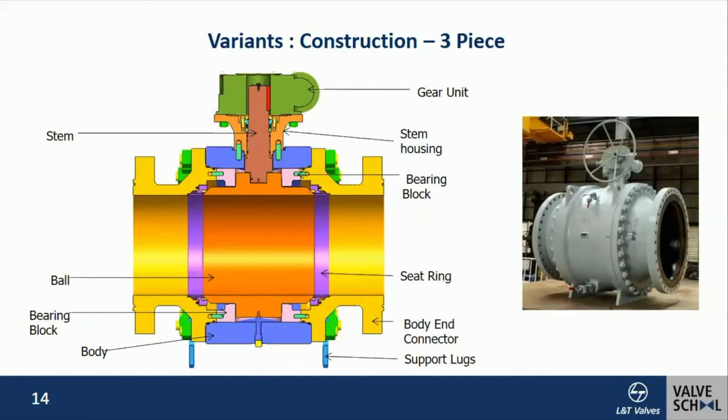Typically, the internal construction being similar, the body, in place of two pieces, will be in three pieces. And this particular design, with a cylindrical centerpiece and similar cylindrical pieces as the two end pieces, they call the connector. These are more amenable to forging. So this three-piece body design is more used with forged construction. The valves will also come with support lugs wherever required on the larger sizes.